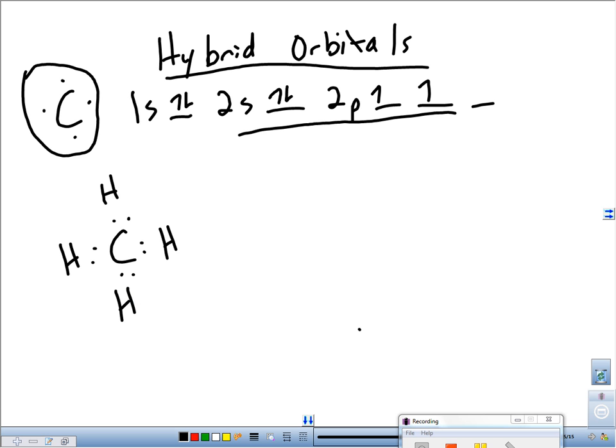When we make methane, we make 4 bonds with those 4 valence electrons to 4 hydrogens. And guess what? Every single one of those bonds is identical. It's not like the 2 s's form one type of bond and the 2 p's form a different type of bond. So there's got to be an explanation for that. And the explanation is, once bonding occurs, hybrid orbitals form.